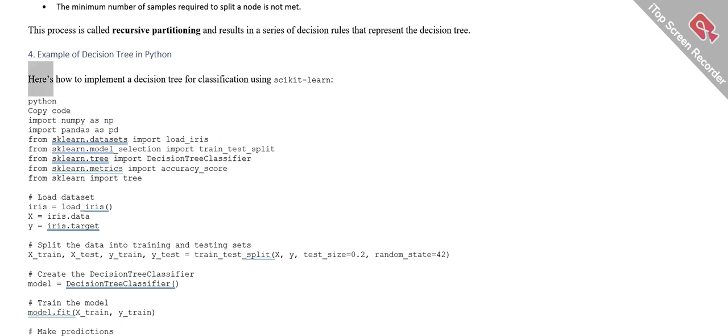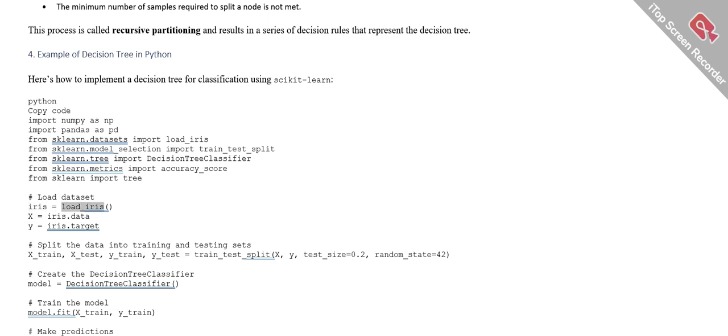Example of a decision tree in Python. Here's how to implement a decision tree for classification using scikit-learn. Import numpy as np. Import pandas as pd. From sklearn.datasets import load_iris. From sklearn.model_selection import train_test_split. From sklearn.tree import DecisionTreeClassifier. From sklearn.metrics import accuracy_score. From sklearn import tree.